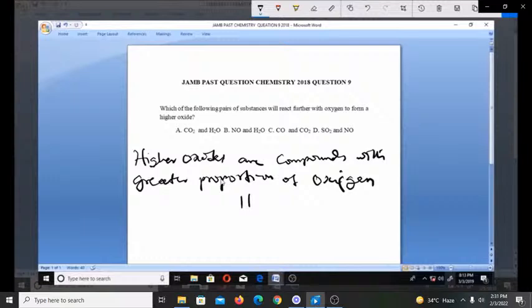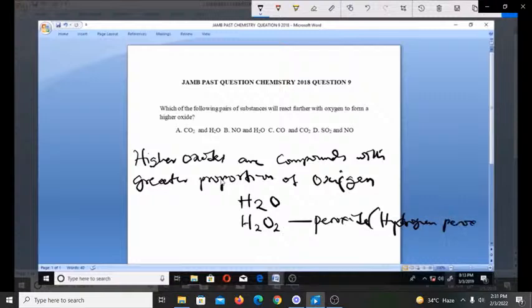Like now you have H2O, which is a normal neutral oxide. Now you have also H2O2, which is hydrogen peroxide. This is a peroxide. Specifically, this is hydrogen peroxide. So this is a higher oxide because there is more oxygen here. This H2O is a normal oxide, so this is a neutral oxide.